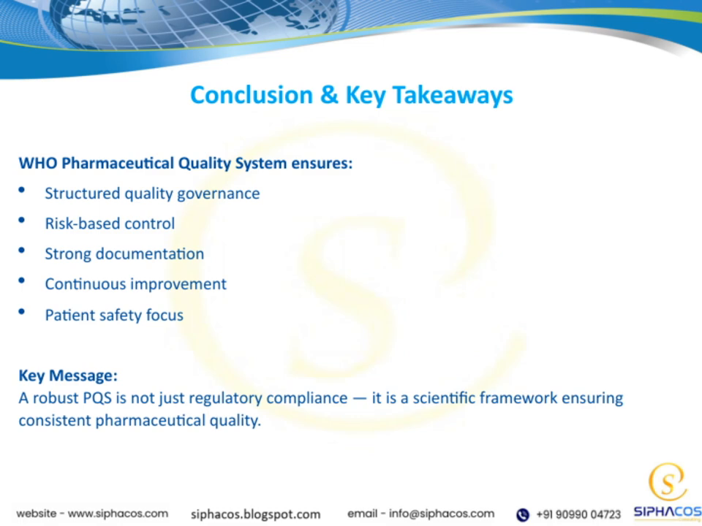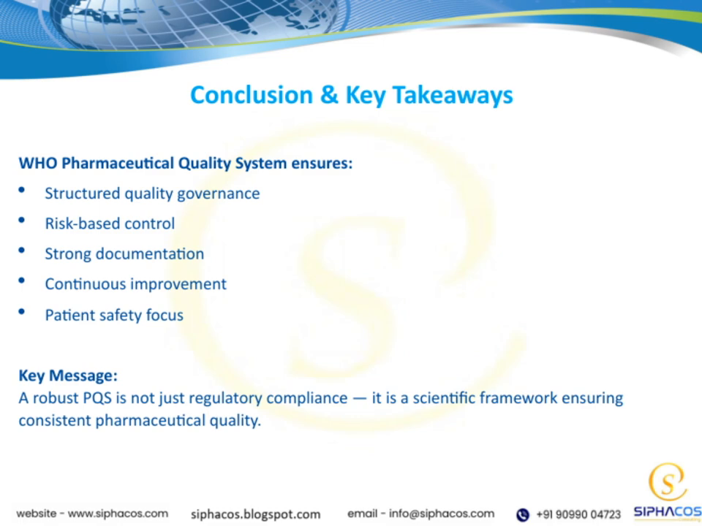It also emphasizes risk-based control, which is about proactively identifying and managing potential issues before they impact quality or patient safety. Strong documentation plays a critical role here, providing a reliable record of activities, decisions, and outcomes that support transparency and accountability. Continuous improvement is another core element, encouraging us to regularly evaluate and enhance our quality practices to stay ahead of challenges and evolving standards.